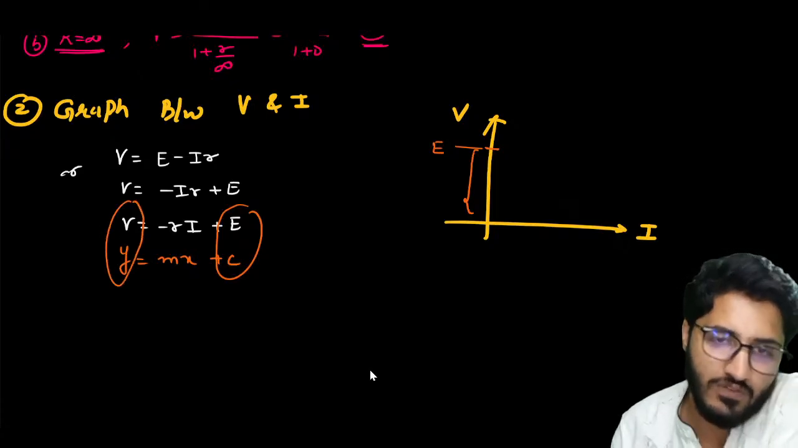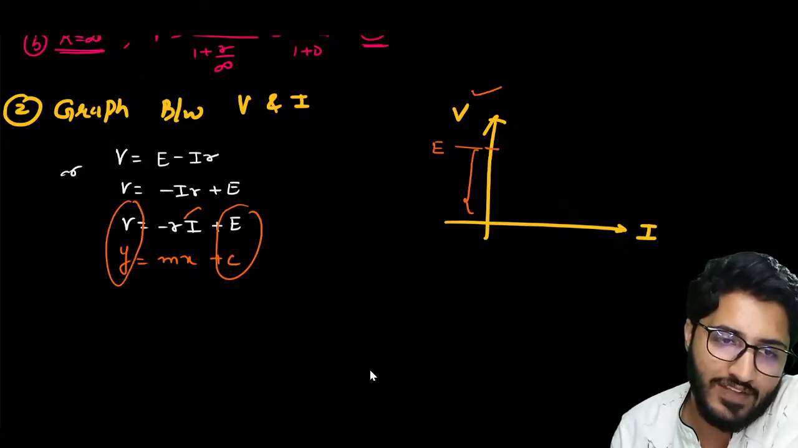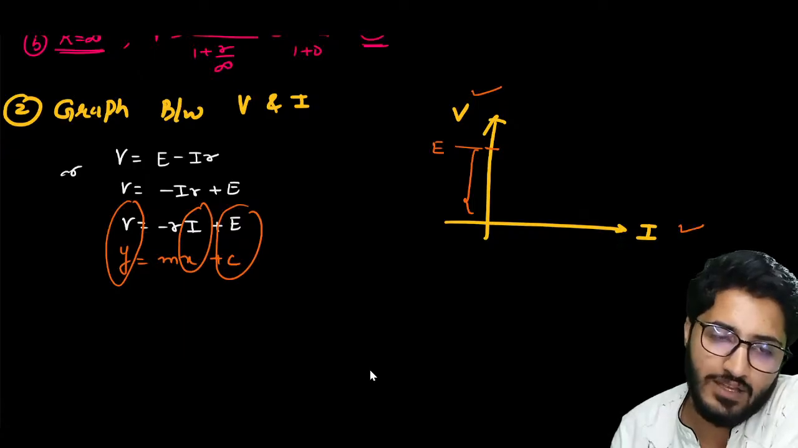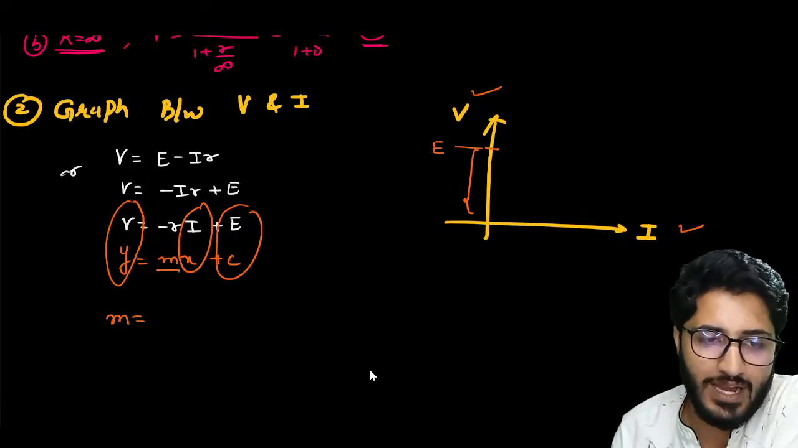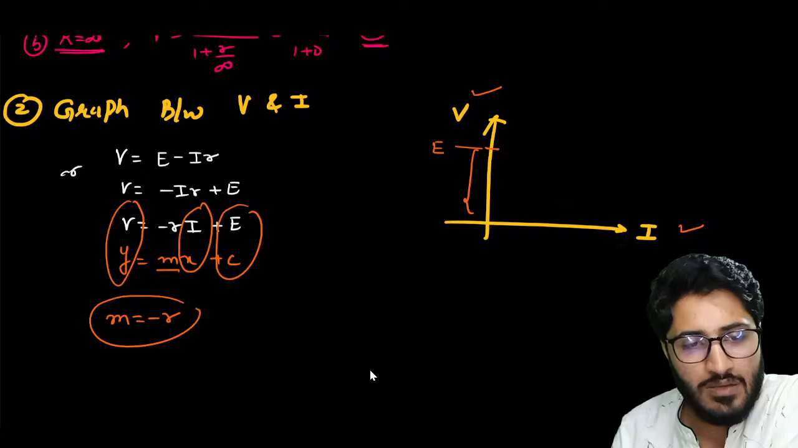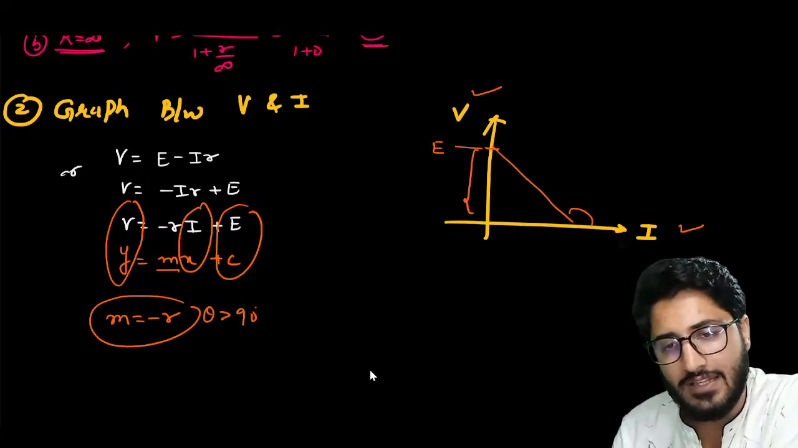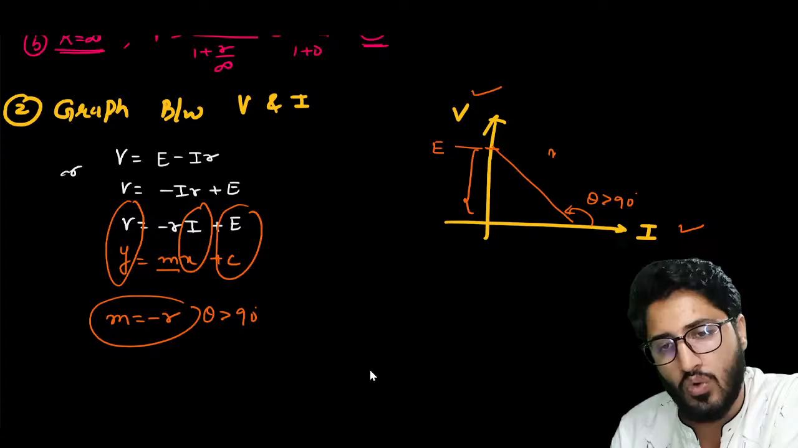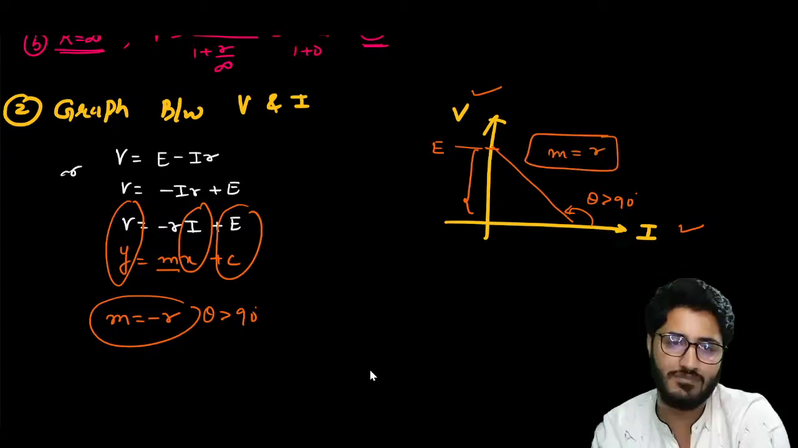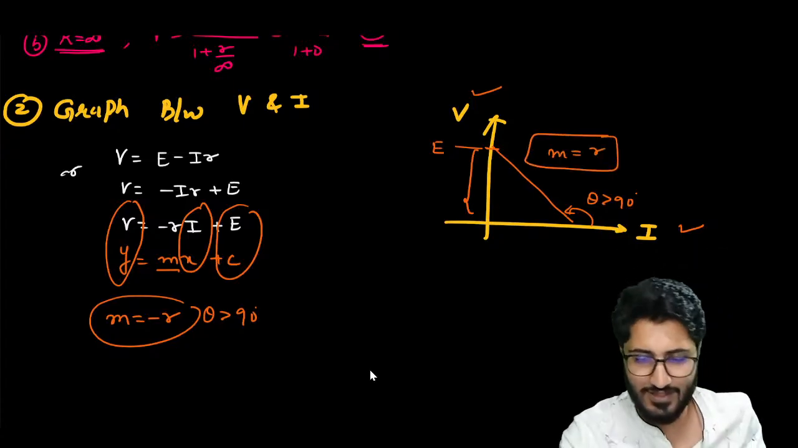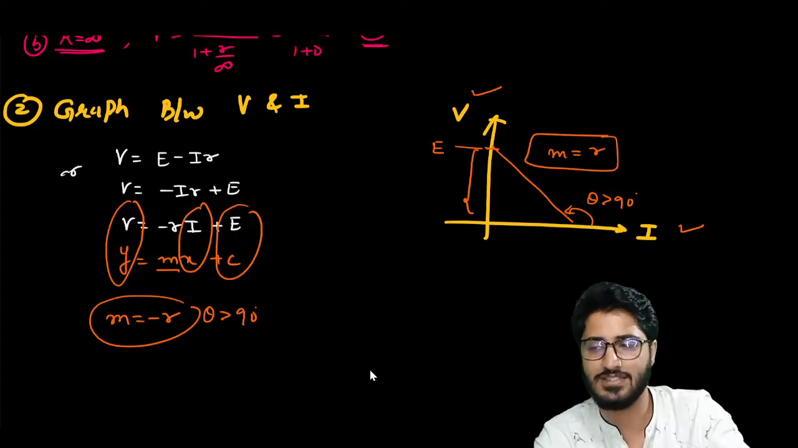On the Y-axis we have V, on the X-axis we have I. So my slope is minus r. Minus means my theta will be more than 90 degrees. It is a straight line, it will be like this, with theta more than 90 degrees. And my slope is how much? Resistance r.